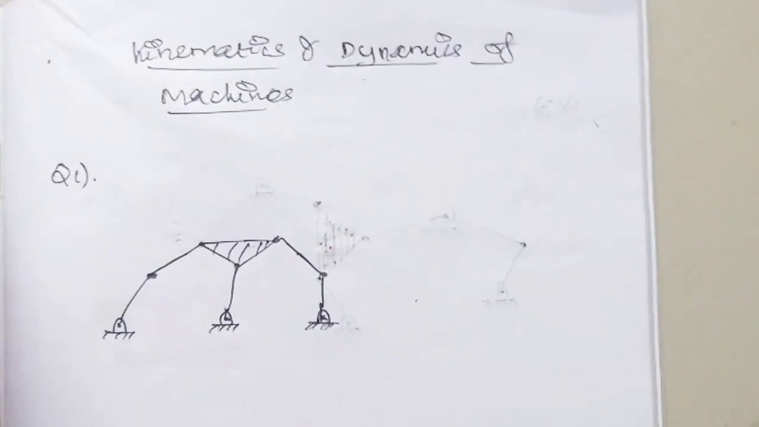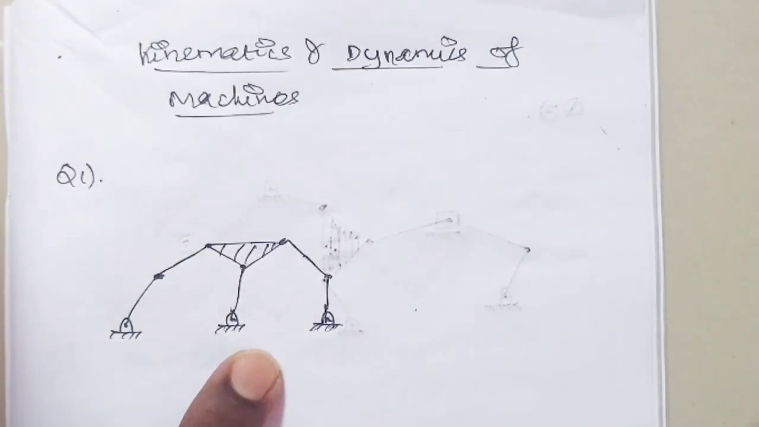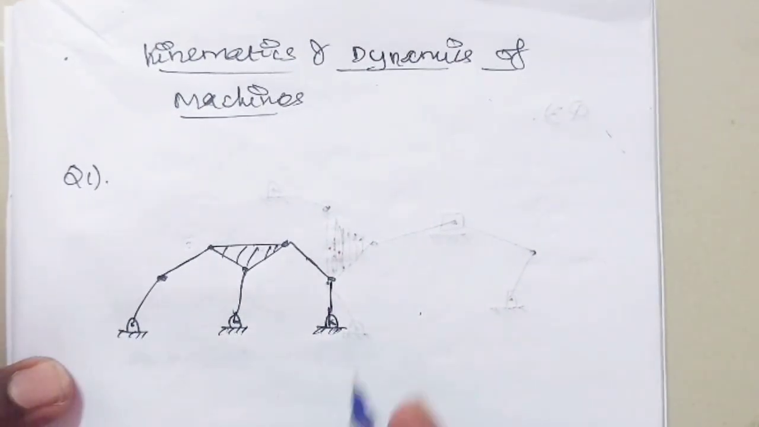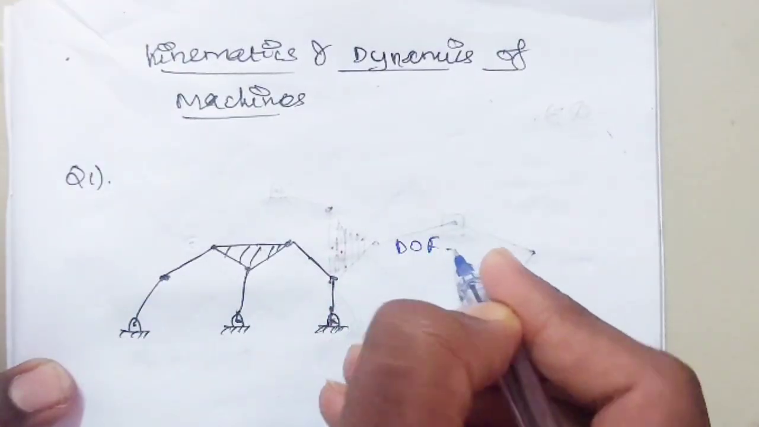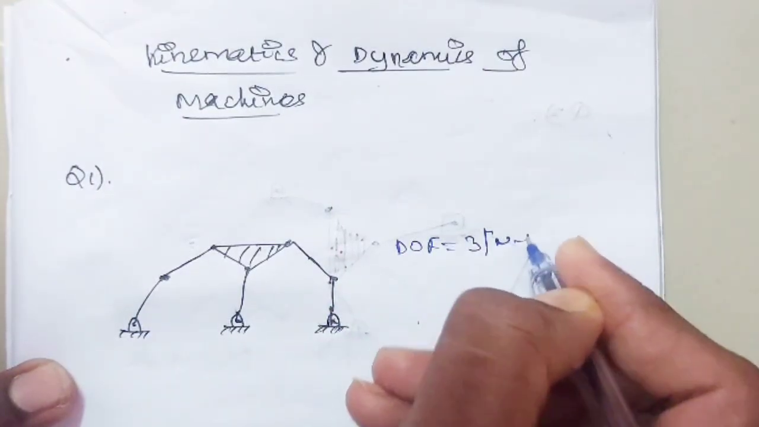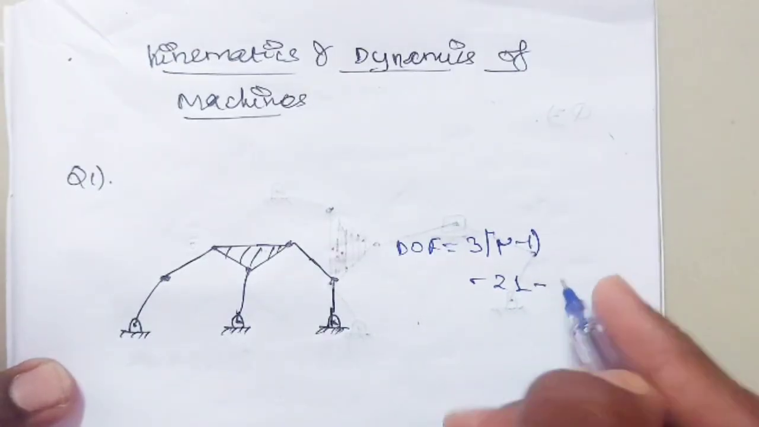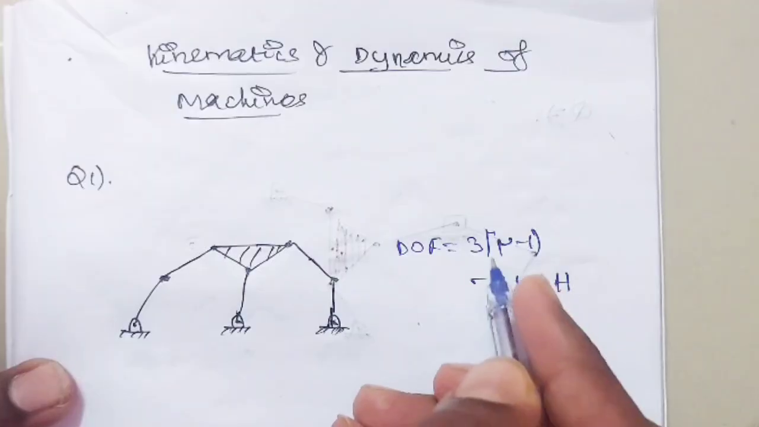This is the first problem, as you can see in the figure. This topic comes under the kinematics and dynamics of machines. We can solve this first problem. First, I already stated the basic formula. Degree of freedom is equal to 3 times (n minus 1) minus 2 times the number of lower pairs, minus h, the higher pairs. First we have to find out all the unknown terms.